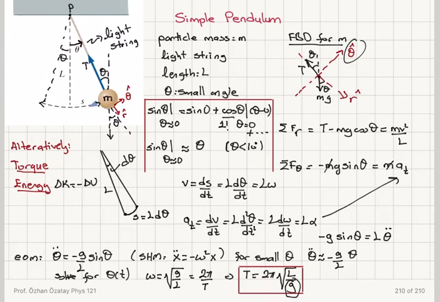Or you can look at the change in kinetic energy equals minus the change in potential energy. So you will write mgh, where h is the height it goes up to with an angular displacement theta. This should turn into the rotational kinetic energy, 1/2 I omega squared. Or you can use torque equals I alpha in order to calculate the same equation.